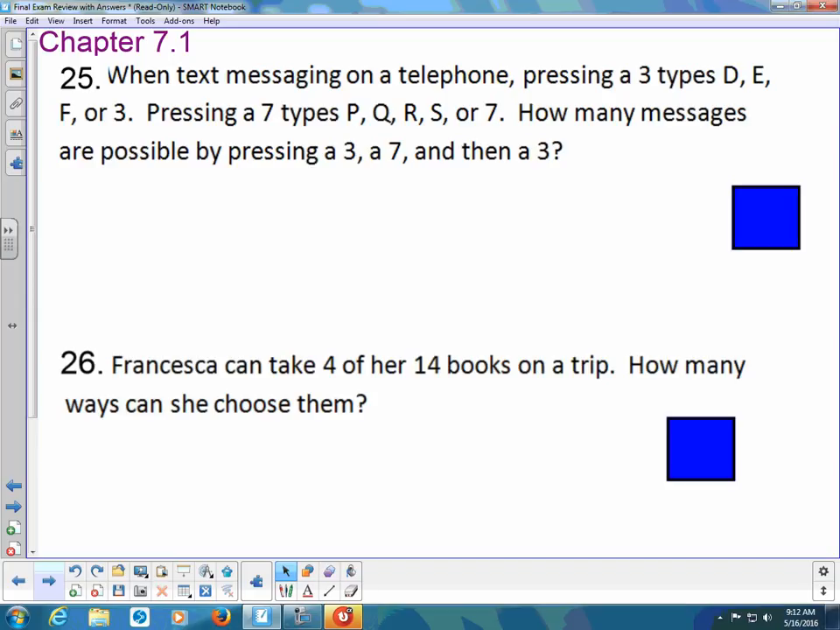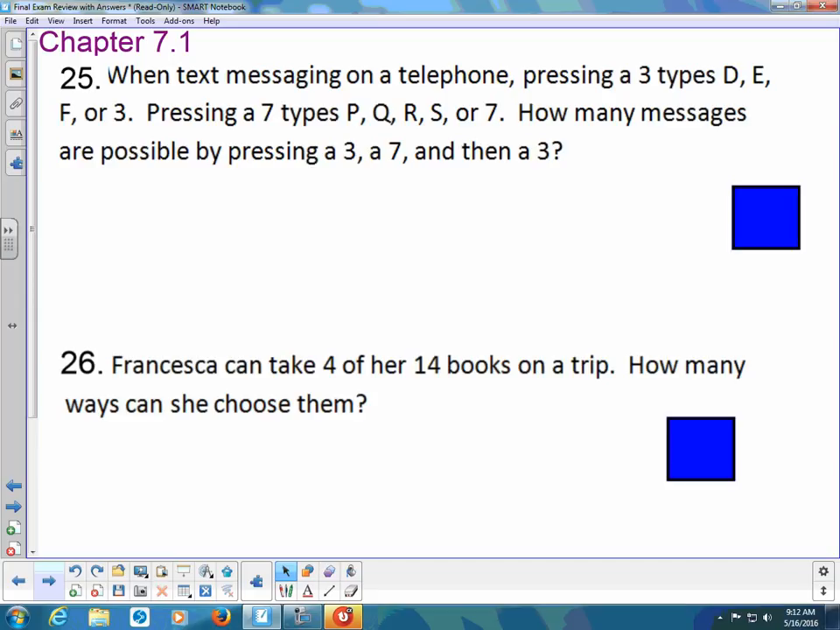Here are their options. When text messaging on an old phone, big flip phone, if you press the number 3, you either can get a D, E, F, or actually the number 3. So you have 4 options if you push that key. If you push the number 7, ladies, you have P, Q, R, S, or the number 7. So you have 5 options if you push that key. So I want to know how many messages, they don't have to actually make sense, but how many different codes, if you want to call it, could you make by pushing a 3, the 7, and then the 3?